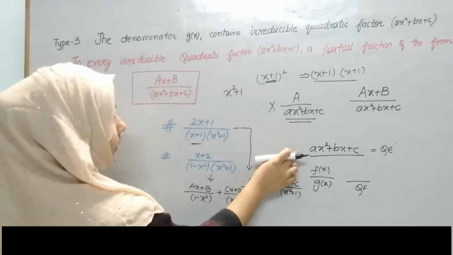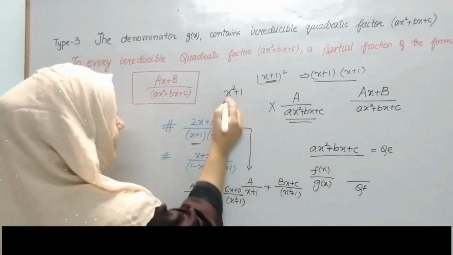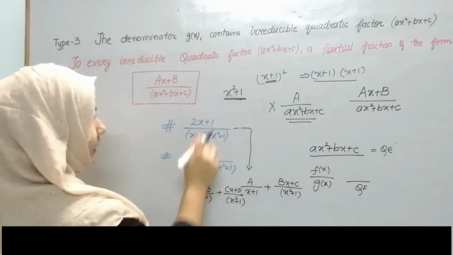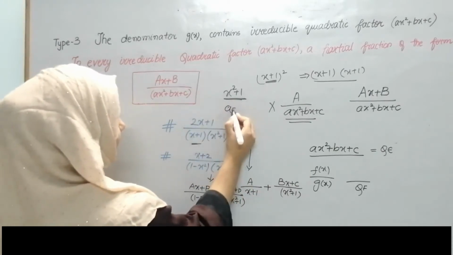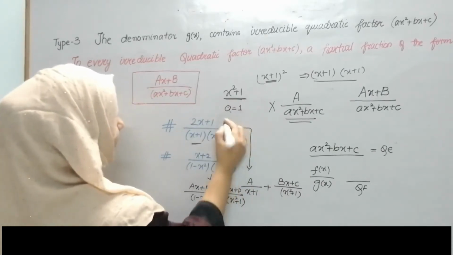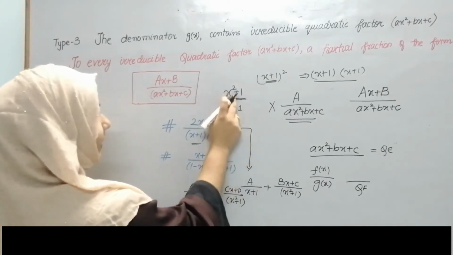Quadratic equation, I said, is ax square plus bx plus c. If you think of this as a quadratic equation, here what is a? I don't have anything before x square, so a will be 1. B, do I have an x term here?